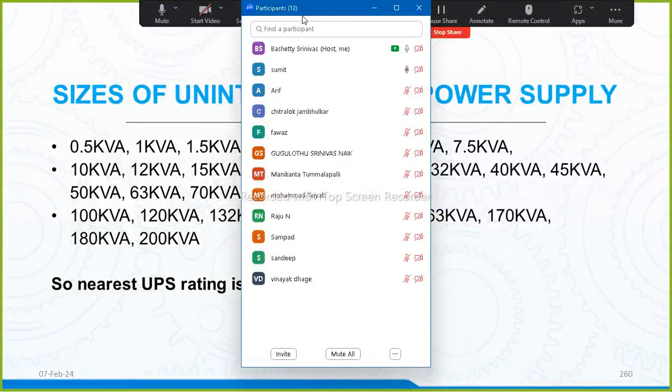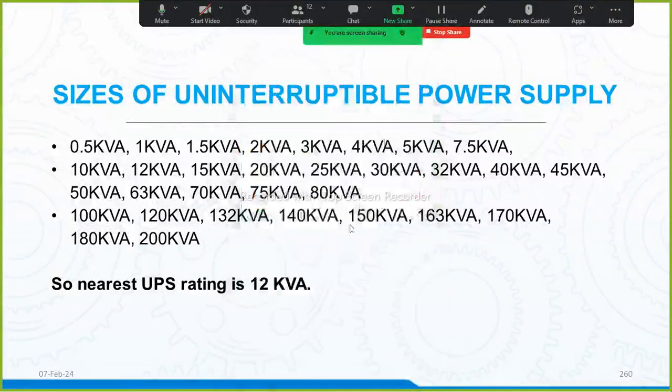So now we need to calculate the battery bank calculation for this UPS. Before doing the battery bank calculation, first of all we should know the client requirement. What is the client requirement? First, how much backup time he wants. Second, whether he wants to go with a battery of SMB or SMFB.